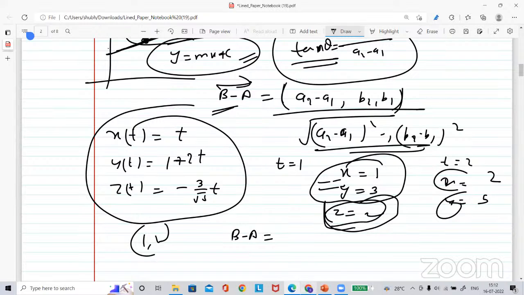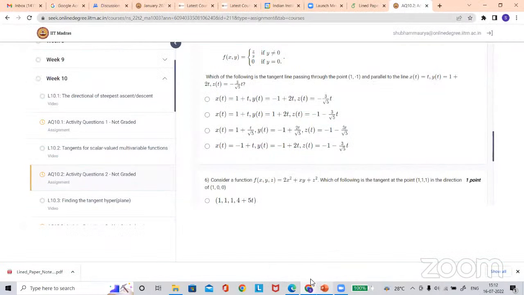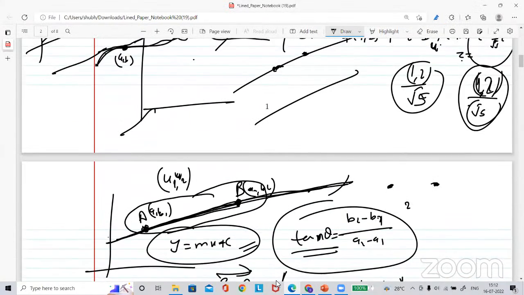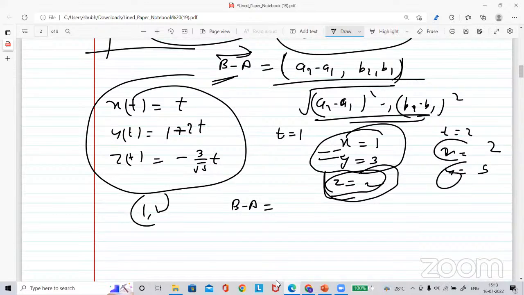Okay, just 1 minute. Where is that formula? Z is according to, okay, I'm missing something.